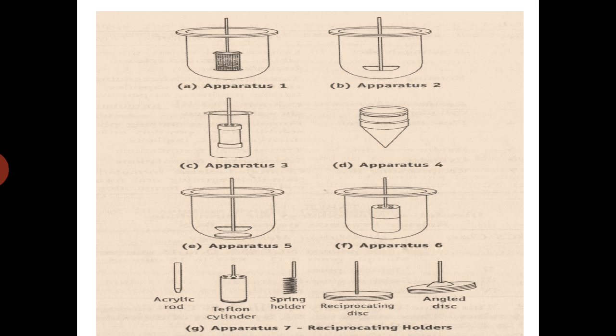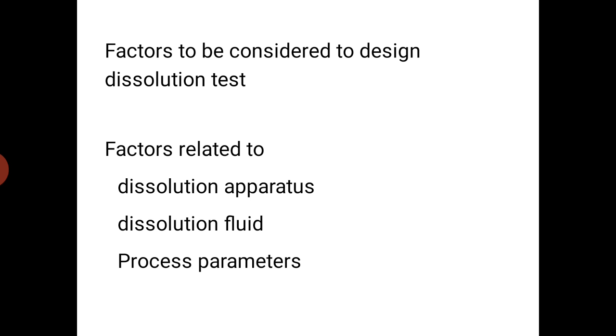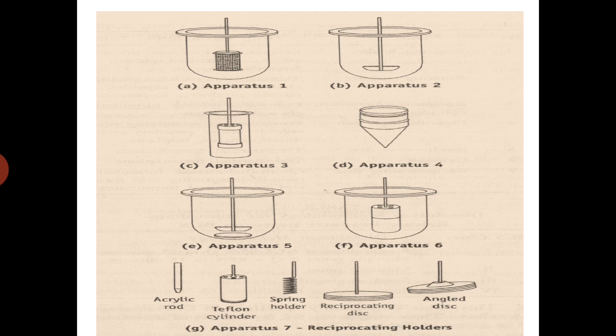Now, I told you there are 6 types of apparatus, or you can say 7 types also. The 7th one is some of the accessories. Generally we have 6 apparatus now.